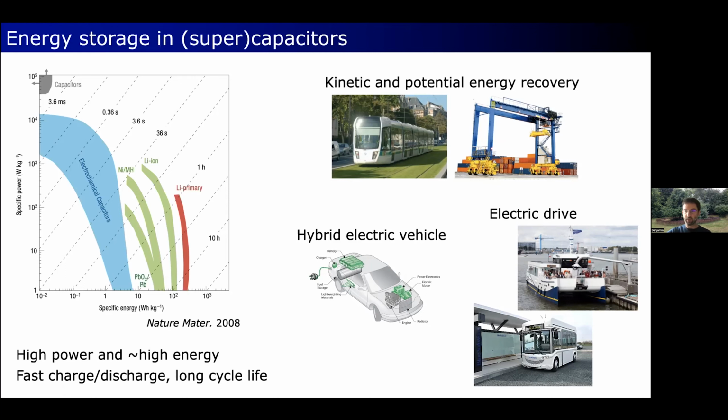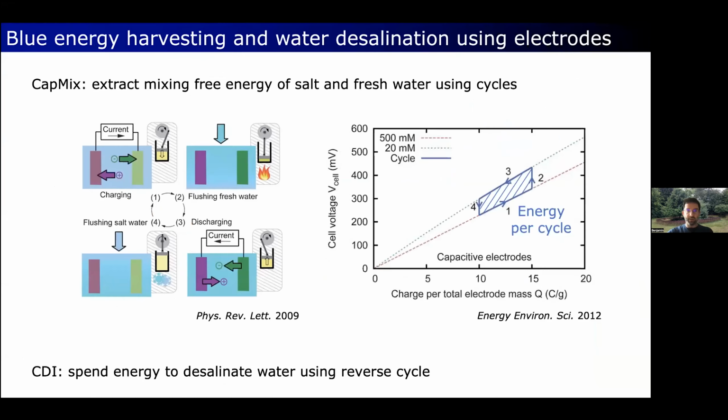So here is an example with a small boat that travels short distances, and here a bus that only travels short distances between two stops and can charge fast during the stops. Another application that is less standard but I think quite exciting is the possibility to use capacitors to harvest blue energy or to desalinate water. There is a process called capacitive mixing, which was proposed in 2009 by Pattle in order to extract the mixing free energy that is lost when salty water and fresh water mix.